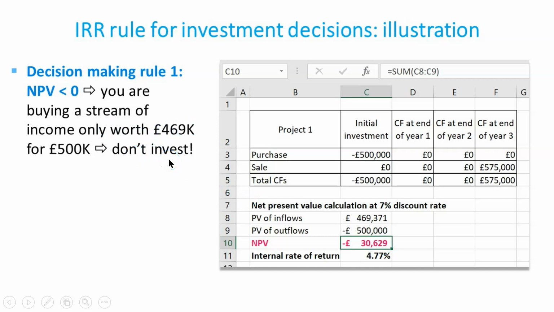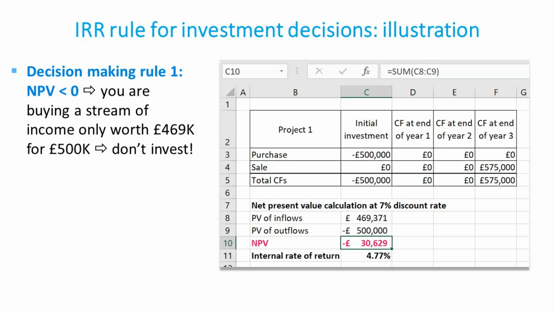We are paying £500,000 for a stream of income, which in today's terms is only worth £469,000. We should not invest. We are overpaying for this property based on the expected future cash flows which it will generate.